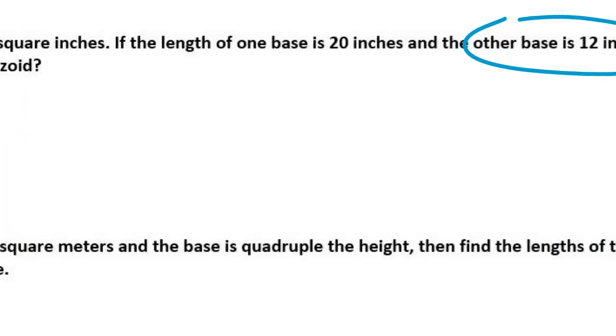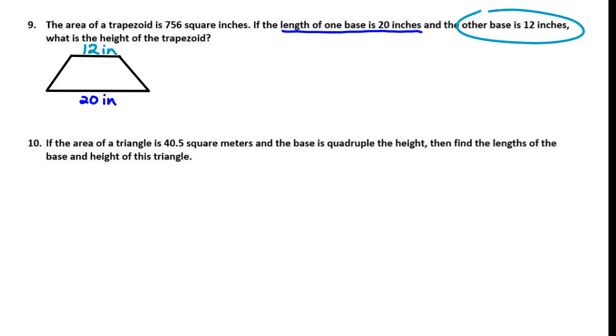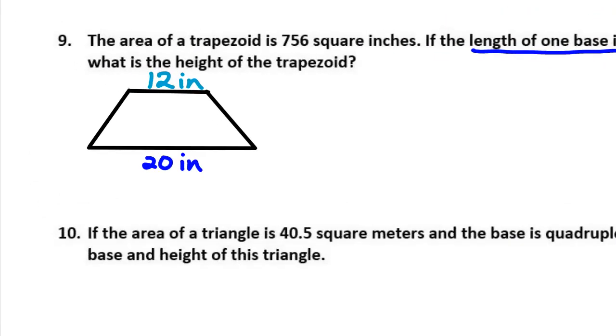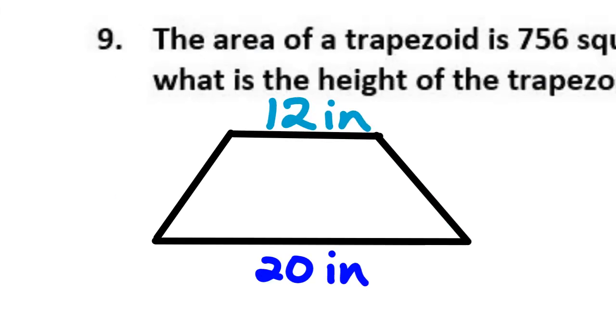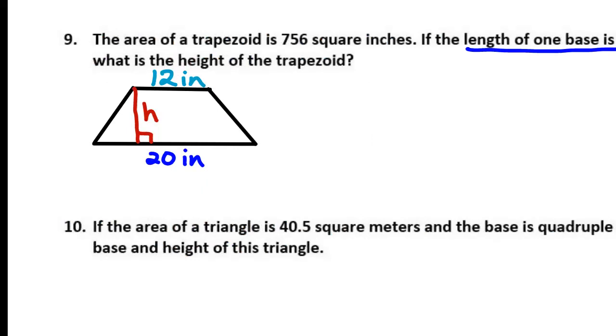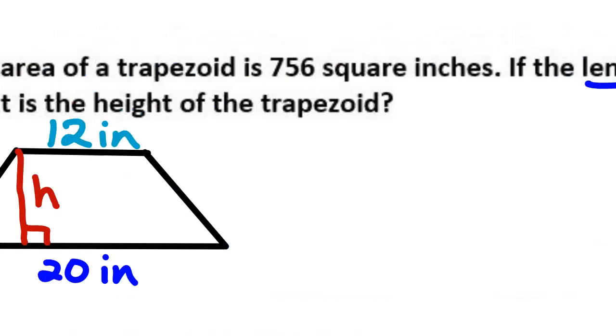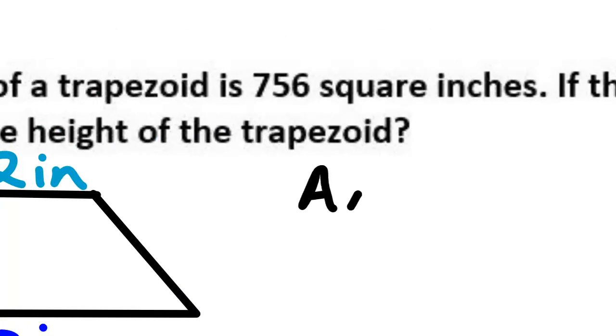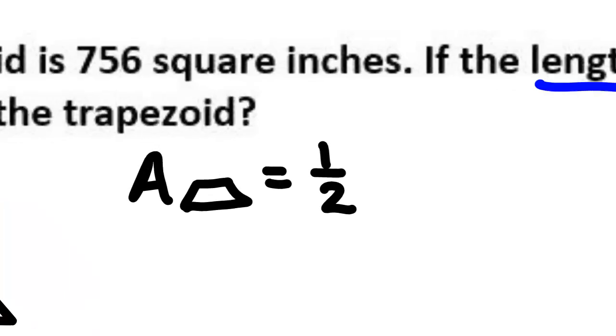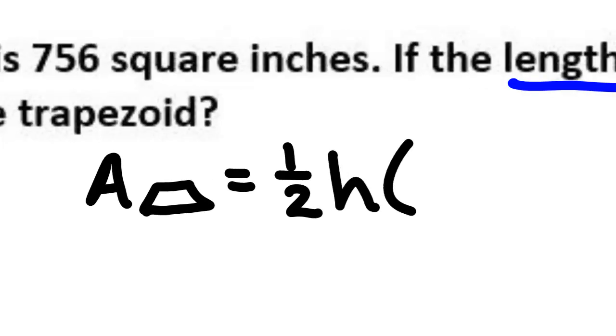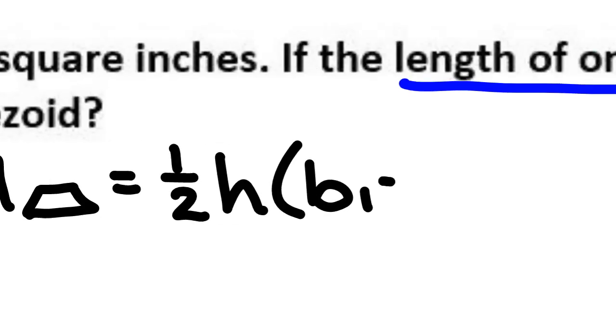Somehow I got it mixed up in my head. All right. And we want to find the height. That would be the distance between my bases, making a right angle with the opposite base. There's my height. So the area of the trapezoid is equal to 1/2 times the height times base 1 plus base 2.